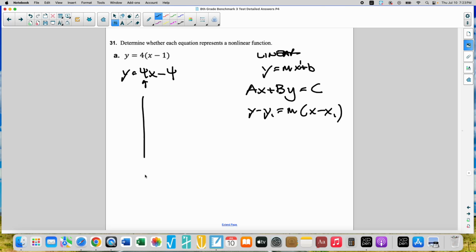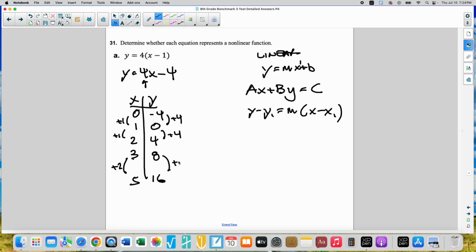If we plugged in points, x's and y's, 0 is -4, 1 is going to be 0. Sorry, did the math too fast. 2 is going to be 4. And 3 is going to be 8. So we notice that +1, +1. Let's do 5. If we plug in 5, we get 16. So that's +2. So I just want to show that slope will still work. So this is +4. This is +4, and then if we go from here, this is +8.